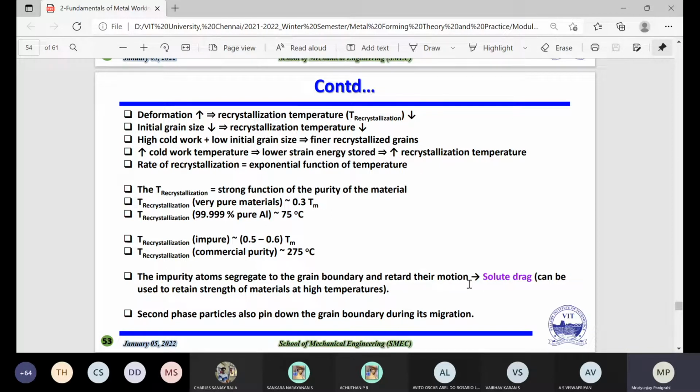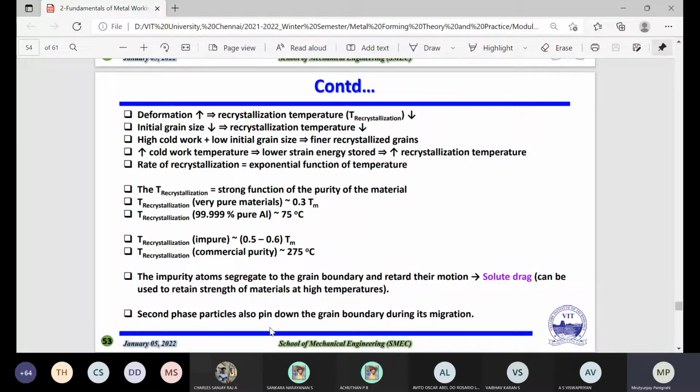Then again you have to check how to overcome that. For example, when we are going by motorbike, if the road is not good and a lot of mud is there, you have to do something so that you can overcome that road, right? So here it says solute drag can be used to retain the strength of the material at high temperature. Whenever you have impurity, you cannot compromise the strength. You have to think how to retain the strength at high temperature. If it deviates, then again you will face some problem, right?